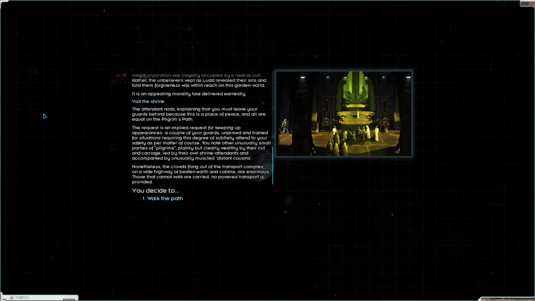The attendant nods, explaining that you must leave your guards behind because this is a place of peace, and all are equal on the pilgrim's path. Their request is an implied request for keeping up appearances. A couple of your guards, unarmed and trained for situations requiring this degree of subtlety, attend to your safety as per matter of course. You note other unusually small parties of pilgrims, plainly but clearly wealthy by their cut and carriage, led by their own shrine attendants, and accompanied by unusually muscled, distant cousins.